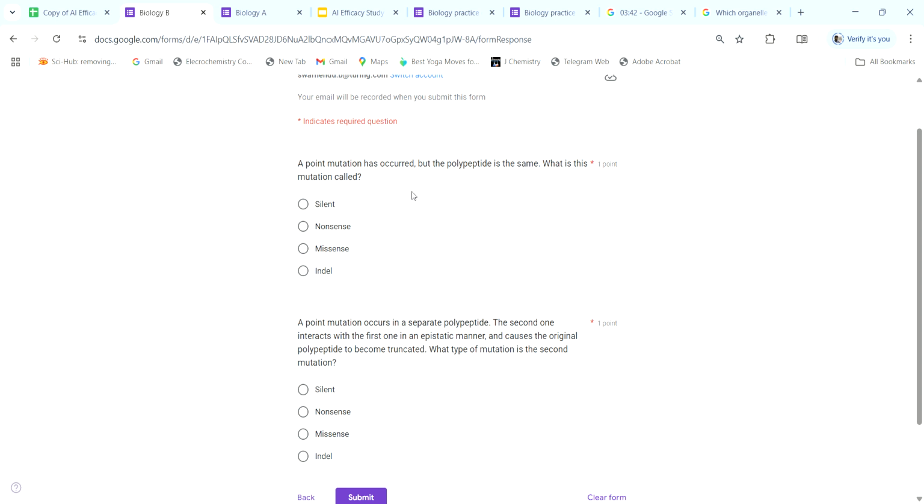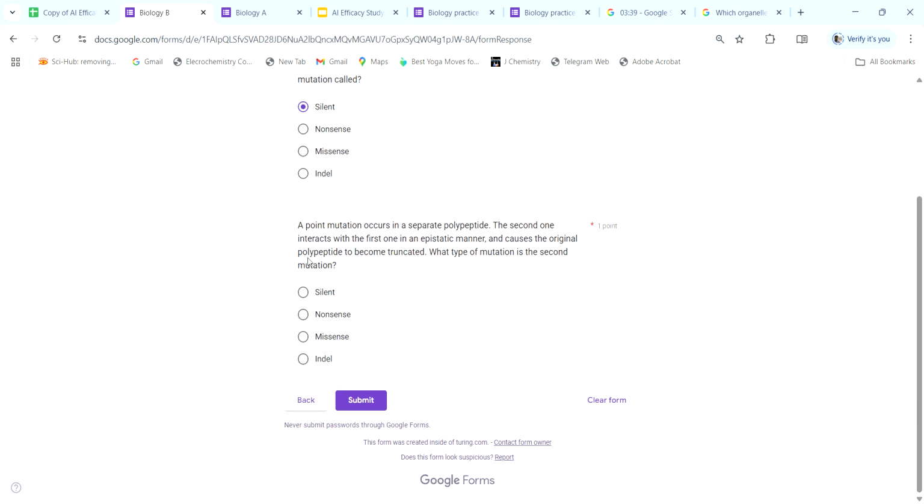A point mutation occurs in a separate polypeptide. The second one interacts with the first one in an epistatic manner, and that causes the original polypeptide to become truncated. What type of mutation is the second mutation? Silent, nonsense, missense, indel. I'll go for nonsense. So I'll check my score.